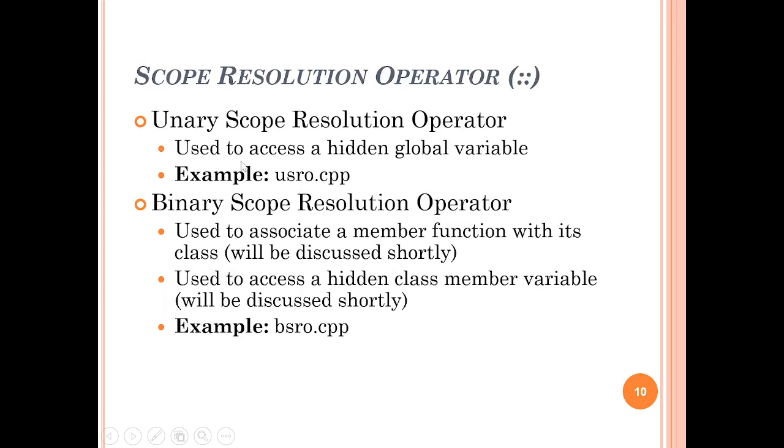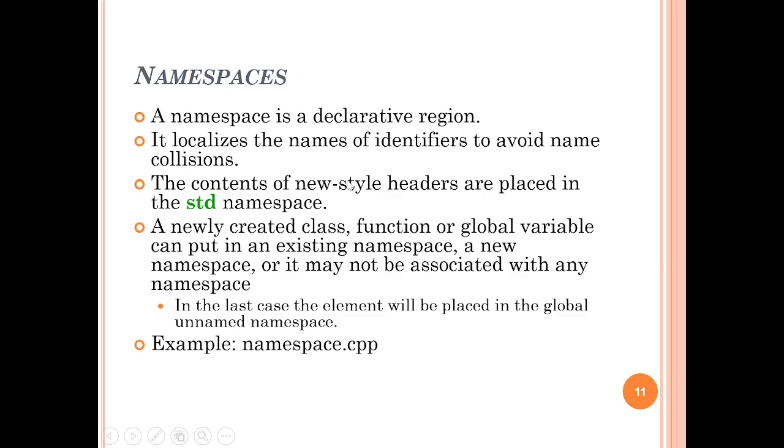We also use the scope resolution operator, that is the unary scope resolution operator. This is used to access a hidden global variable. The binary scope resolution operator is used to associate member functions, so we can call the member functions of a predefined class, and to access hidden class member variables. These files can always be stored with .cpp.